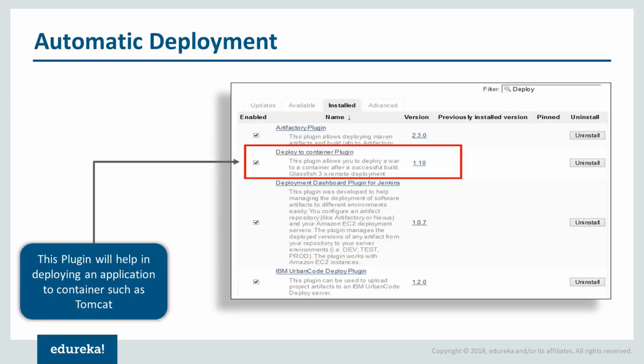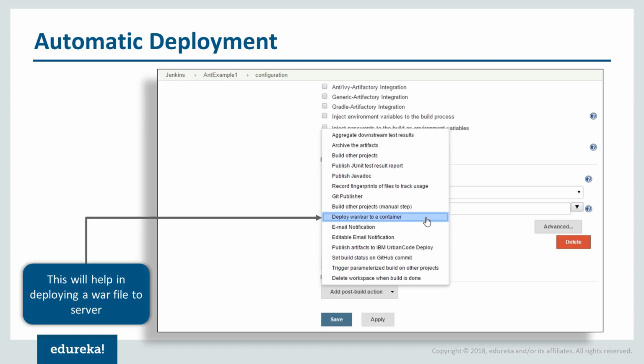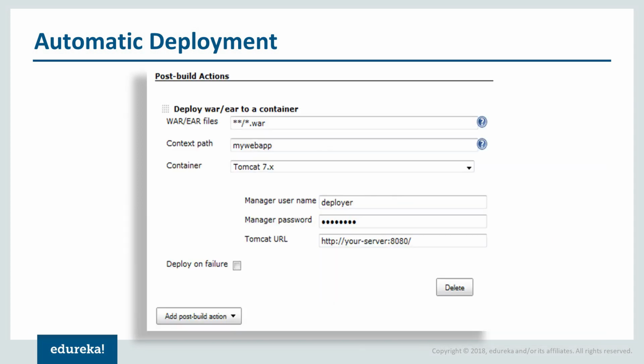For this one, we need to have the automatic deployment. We need to have the deploy to container plugin installed and configured for us. Now that's again as easy as installing any other plugin. Once the installation is complete, this option will automatically come under the post build actions, where you have deploy war/ear to the container. So you need to choose this option and then fill in the details as per your application requirement: the war file location, the context path, and the container.